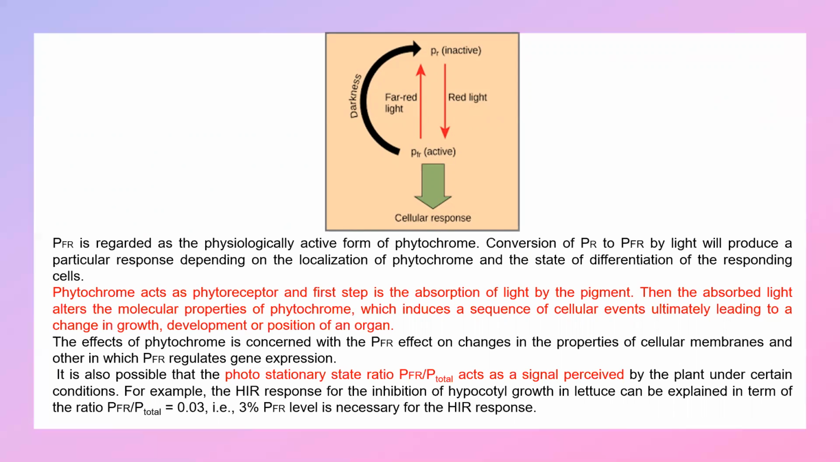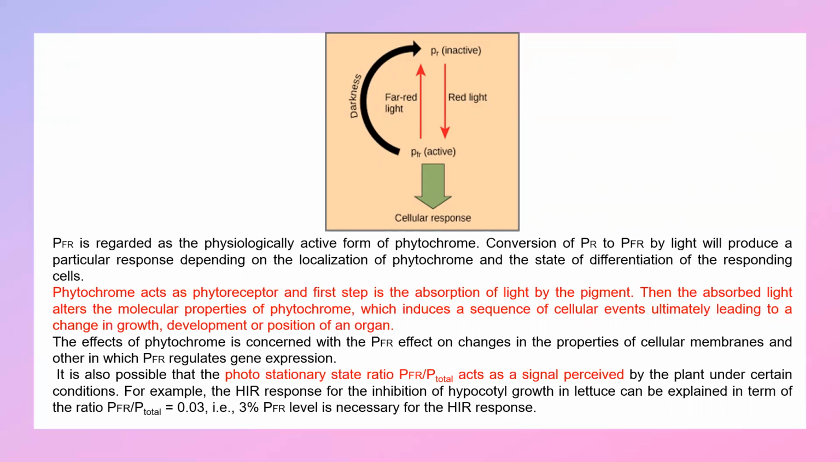Phytochrome acts as a photoreceptor, and the first step is the absorption of light by the pigment. Then the absorbed light alters the molecular properties of phytochrome, which induces a sequence of cellular events, ultimately leading to change in growth, development, or position of an organ. The effect of phytochrome is concerned with the PFR effect on changes in the properties of cellular membranes.